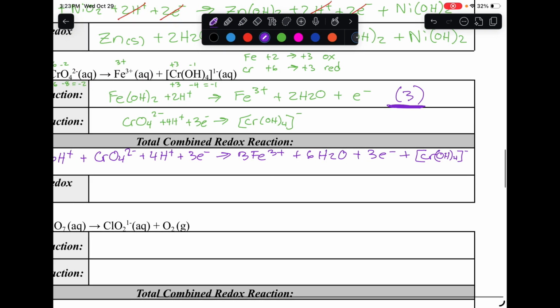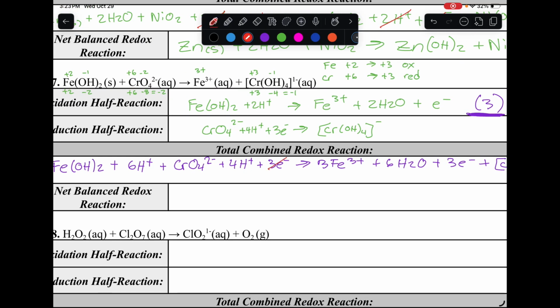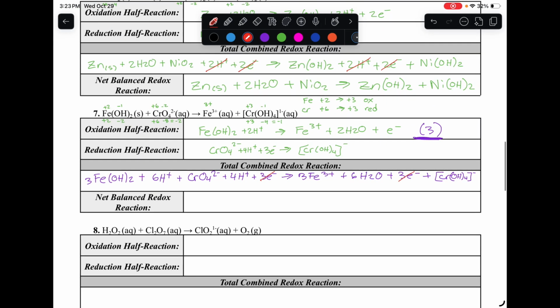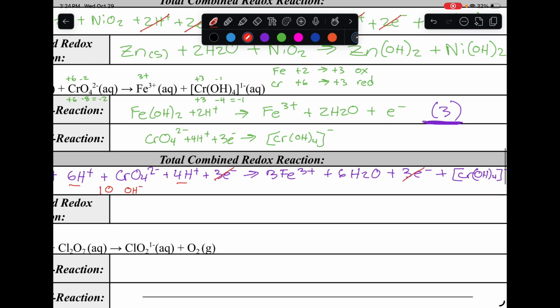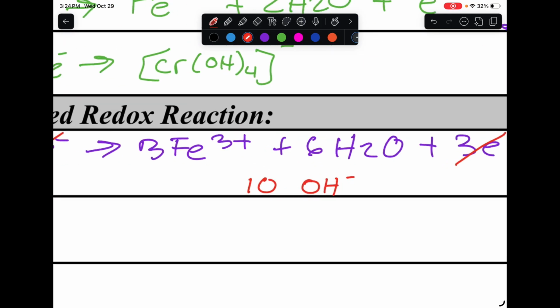Okay, so we can cancel our 3 electrons from both sides there. And then if you realize that we've got 6 hydrogens plus 4 hydrogens, that is 10 hydrogen ions. And if this was completed in acidic solution, it's fine to just leave that. You would combine it as 10 H+ when you write your net balanced redox reaction. But because this is in basic solution, we need to add 10 hydroxides to both sides of the reaction. So we're going to add that. 10 hydroxides. I'm adding enough space here so it doesn't look like we have 100 H's.